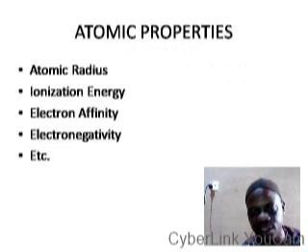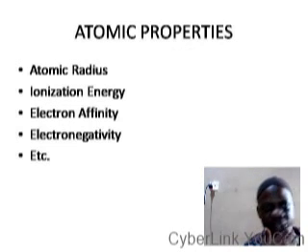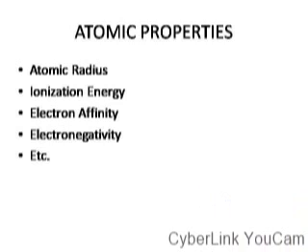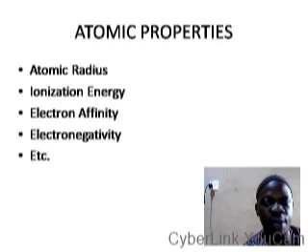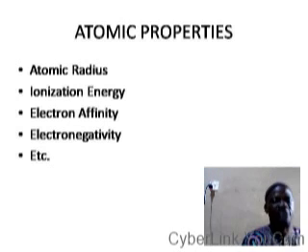Now, there are also certain areas that we need to look at. These are some of the atomic properties that vary within the group and period of the periodic table. Among the atomic properties that we are going to look at are atomic radius, ionization energy, electron affinity, electronegativity, and another one that we are able to talk about before we leave this class.